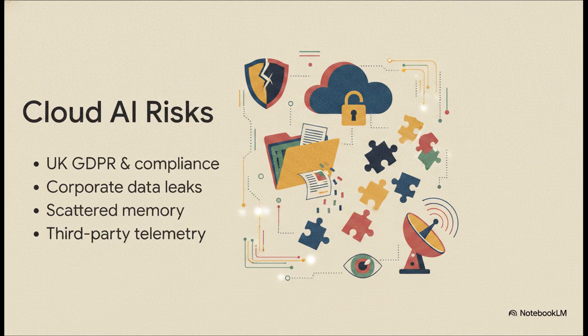So look, sending internal documents to a third-party AI service means those files are getting processed way outside your secure infrastructure. And that opens up massive UK GDPR and compliance risks, creating a very real potential for corporate data leaks. But it also creates scattered institutional memory. Your best thinking, your unique protocols, they just get lost across different drives and third-party servers, which makes your whole workflow incredibly inefficient. Add in third-party telemetry that actually tracks your behavior, and yeah, it's basically a privacy nightmare.